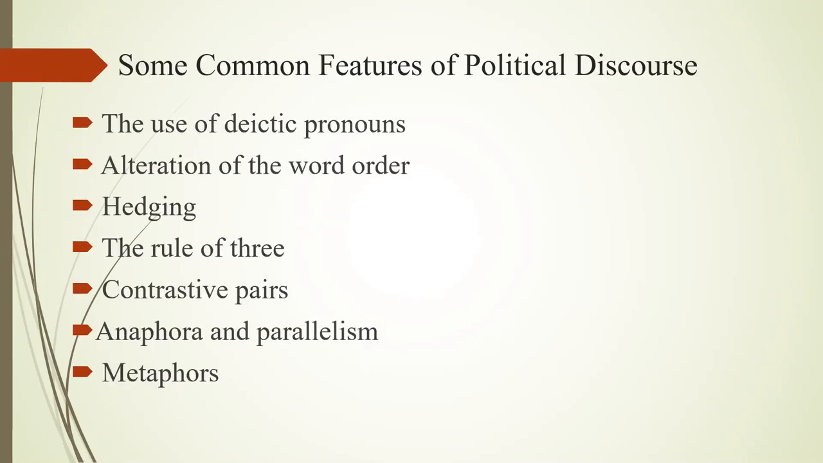There are some common features of political discourse, especially speeches delivered by politicians. One feature is the use of deictic pronouns. The second feature is the alteration of the word order. The third feature is hedging. Fourth feature is the rule of three. And the fifth feature is contrastive pairs. And the next feature is anaphora and parallelism. And finally, the feature is metaphors. So we're going to talk about how these features are displayed in political speeches and how different speakers make use of these strategies in their political speeches.